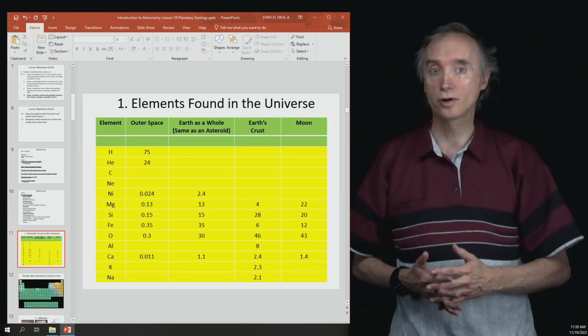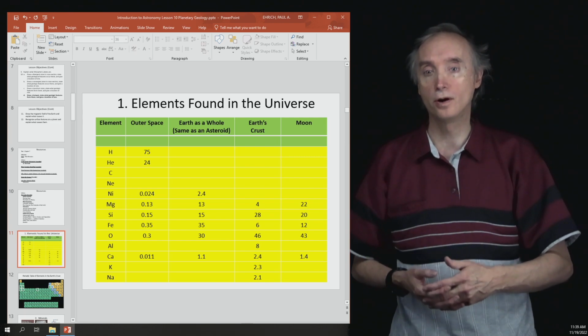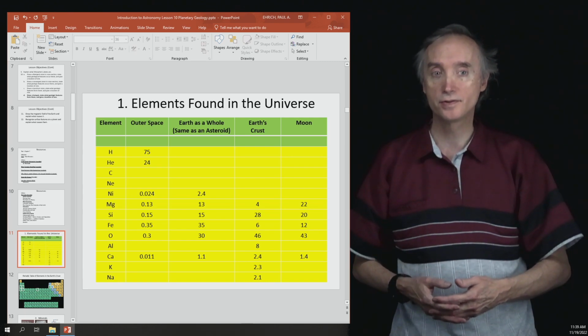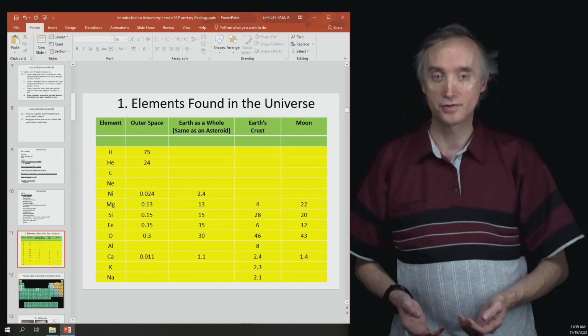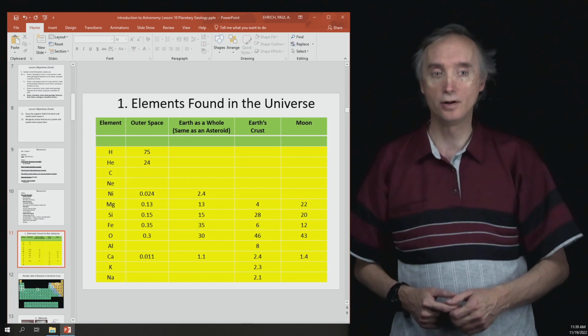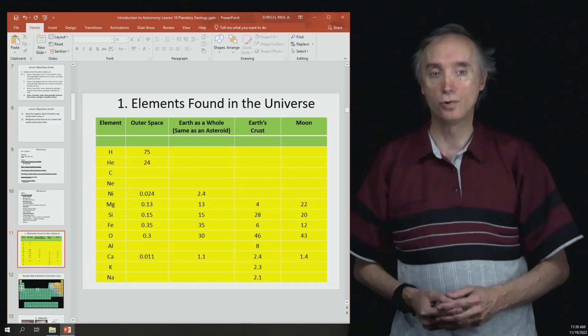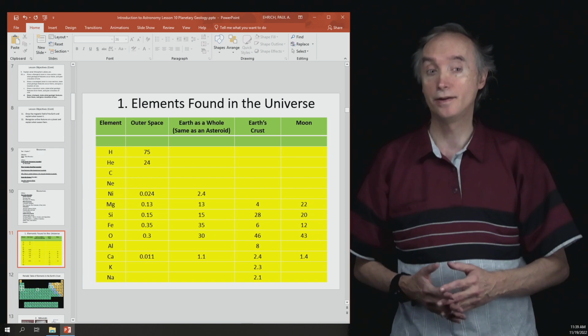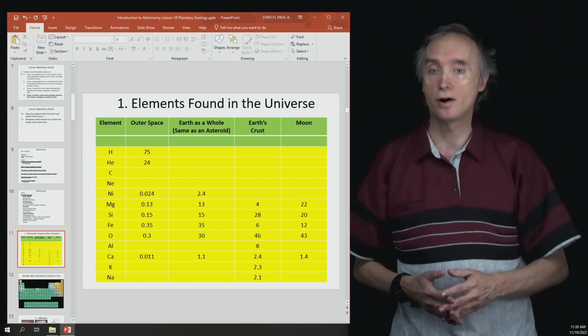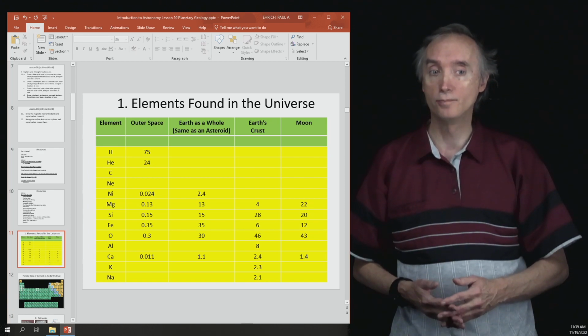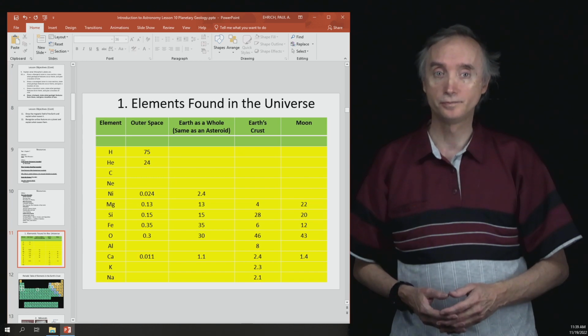Do you know that there's more gold in the core of the Earth than there is in the crust of the Earth? It's just that we can't get at it. So all of those more dense elements went to the core of the Earth. That leaves us with silicon and oxygen as our building blocks for minerals and rocks.